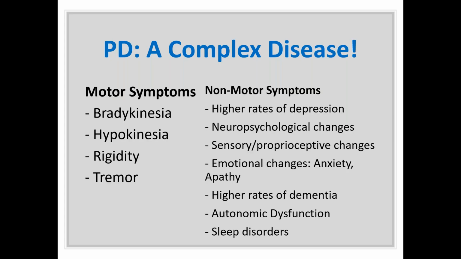We know that Parkinson's disease is a complex disease. There are both motor symptoms and non-motor symptoms. In terms of the motor symptoms, the big ones we have are bradykinesia, that slowness of movement, or hypokinesia, small movement, rigidity, and also tremor. Those are some of the cardinal signs of Parkinson's in terms of the motor symptoms.